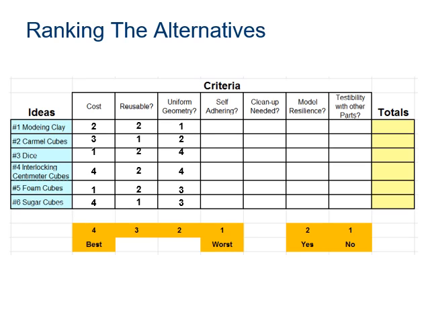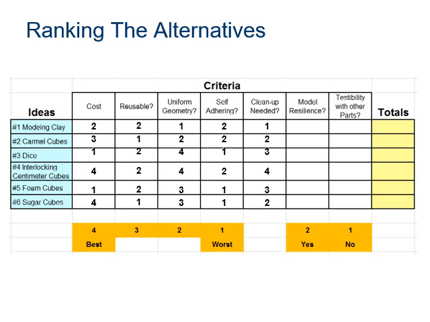Next, we score the uniform geometry. The best options here are dice and interlocking cubes. They both get a 4. And the worst option is modeling clay, which gets a 1. Okay, going on down the line, we've got self-adhering. They're all getting ones and 2s because it's a yes or no question.